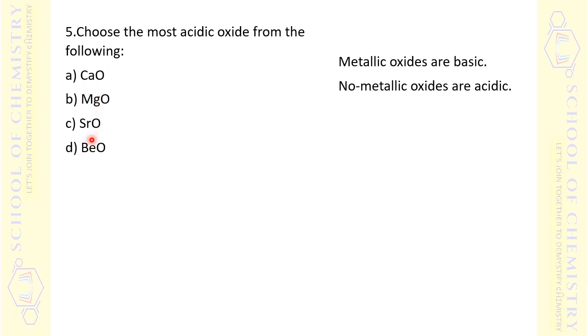oxides: calcium, magnesium, strontium, barium, group 2 elements, alkaline earth metals, so they are considered to be metallic. And metallic oxides are basic in nature. So strictly speaking, all these are basic oxides. But now the question is, among these basic oxides, which is most acidic? That is the thing that you need to find out. So you can remember this point: metallic oxides are always basic, and non-metallic oxides are acidic. Just keep this in mind.